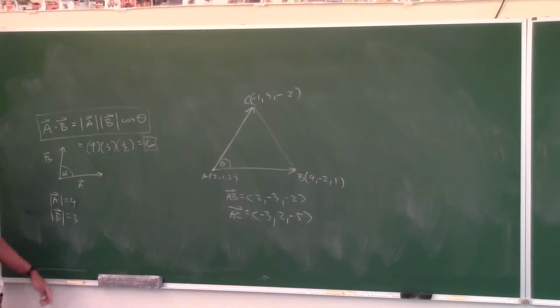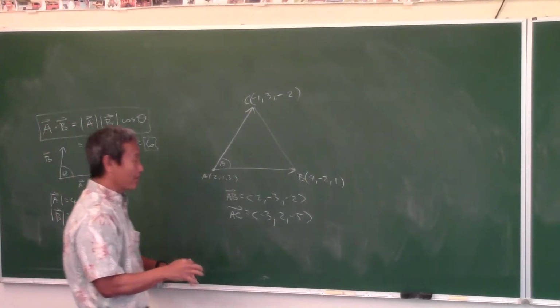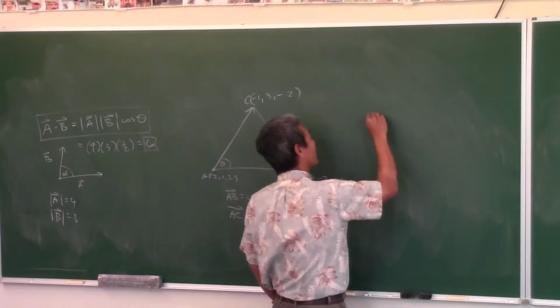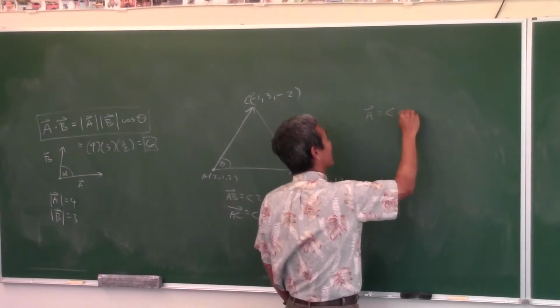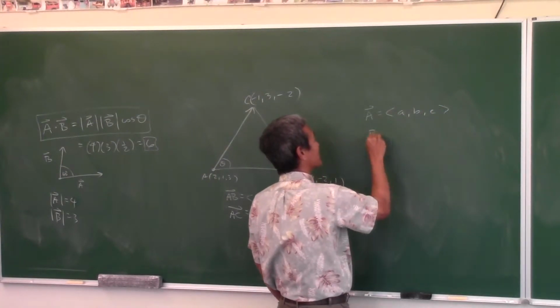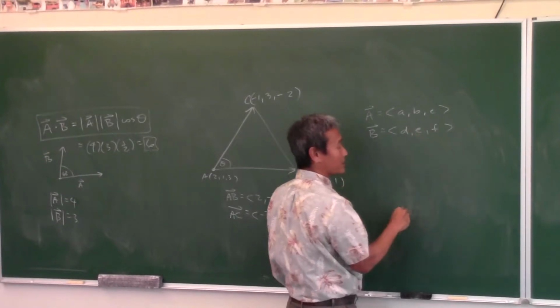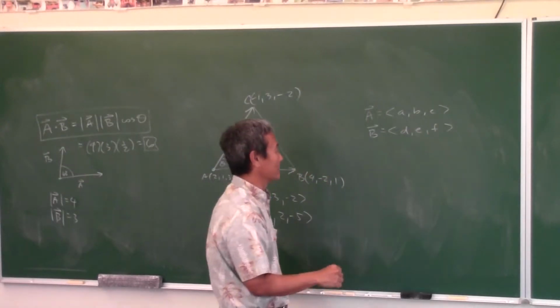Oh, I forgot to tell you the theorem. Okay, before we move on: if two vectors are in component form, let's say vector A is in component form like this, (a, b, c), and vector B is in component form (d, e, f). This is just 3 dimensions, but you can expand it to higher dimensions.